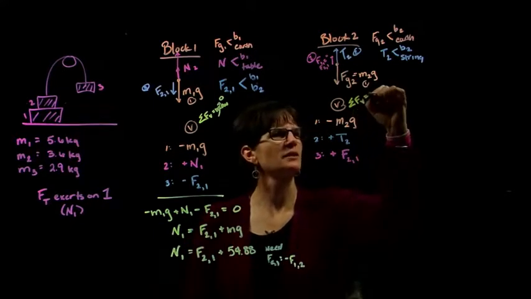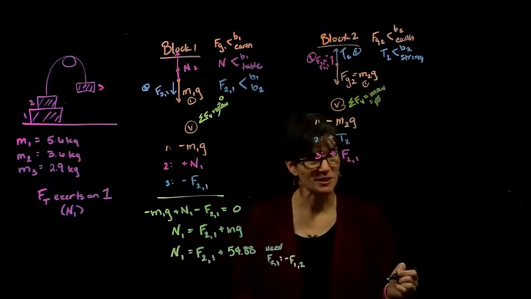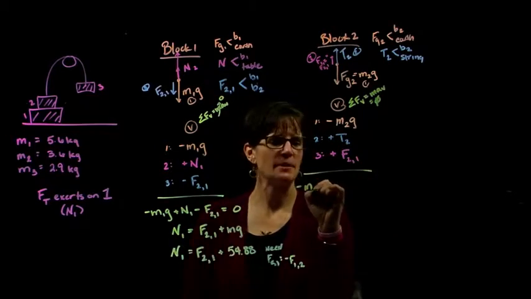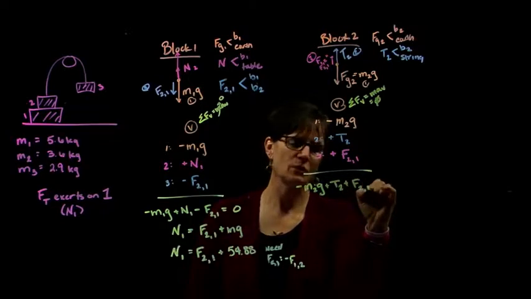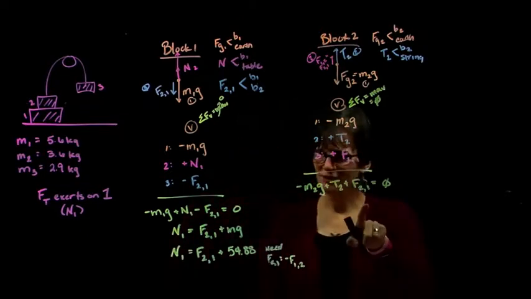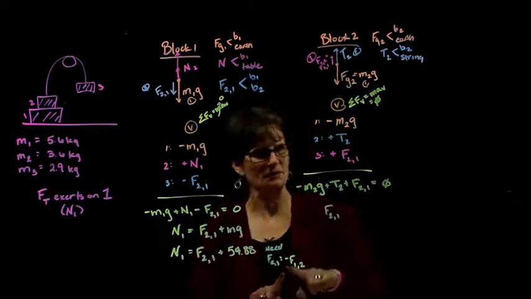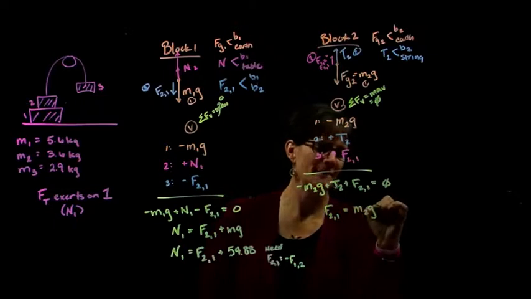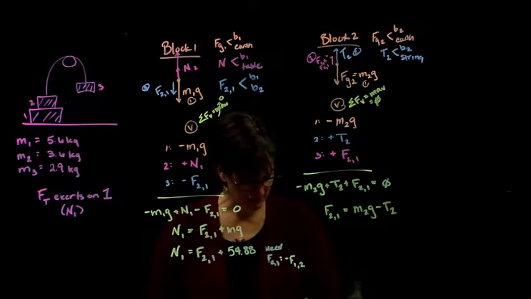In the vertical direction, there's no motion, so the acceleration must be 0. So we have minus m2g plus the tension plus the force of 2 on 1 is equal to 0. And I was going after this force here, so let's solve for it. We have the force of 2 on 1, which is the same as the force of 1 on 2, is equal to m2g minus T2. I'm given the mass of block 2 at 3.6.